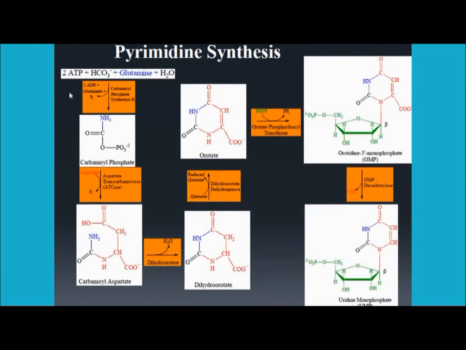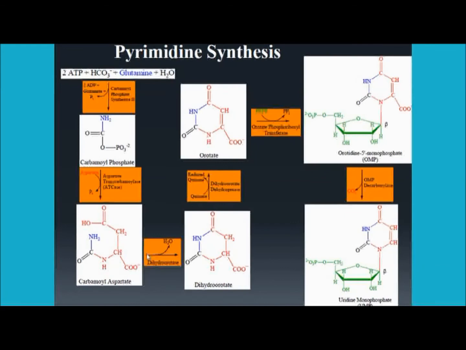In the initial step, two molecules of ATP combine with a bicarbonate and the glutamine in the presence of water, and this reaction is catalyzed by the enzyme carbamoyl phosphate synthase 2. It leads to the formation of carbamoyl phosphate, right? Once you get the carbamoyl phosphate, the next step is the addition of the aspartate. For this, the enzyme aspartate transcarbamoylase comes, and it forms the carbamoyl aspartate.